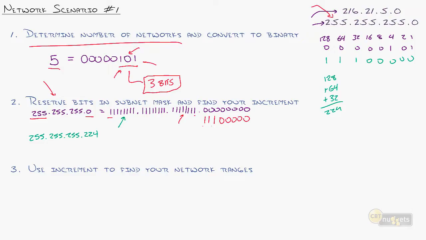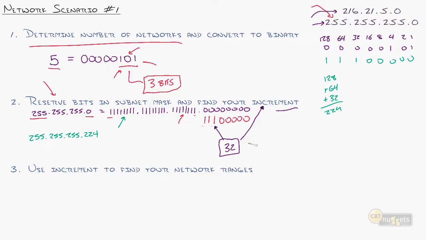Well, that's the second half of this. We reserve the bits in the subnet mask and find your increment. What is the increment? So we did the reservation. So the increment is actually the lowest network bit converted back to a decimal number. So let's think about it. This is 128, 64, 32. The lowest network bit, essentially where the ones end and the zeros begin, converted back to a decimal number represents our increment.